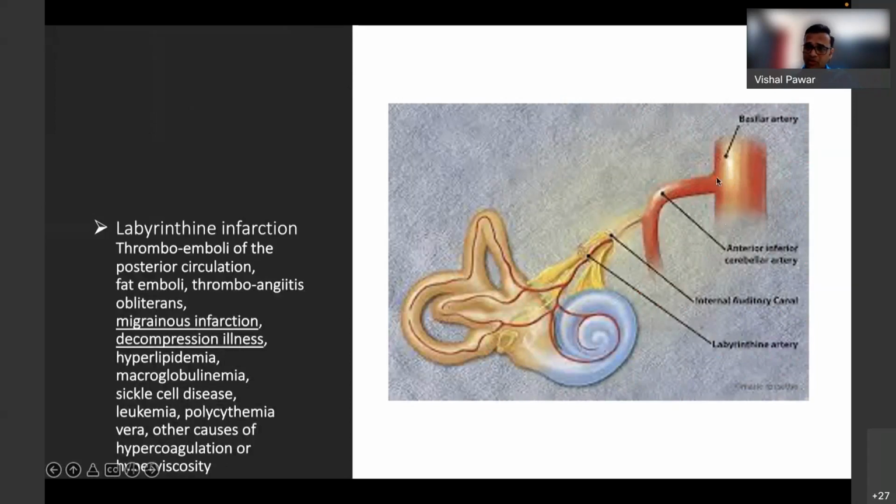And this is a very important diagram where the basilar artery gives the anterior inferior cerebellar artery, and the anterior inferior cerebellar artery gives the internal auditory or labyrinthine artery, and the labyrinthine artery then divides into anterior vestibular, posterior vestibular, and cochlear. Sometimes what can happen is infarction can happen alone in the labyrinthine artery, and it is an end artery.